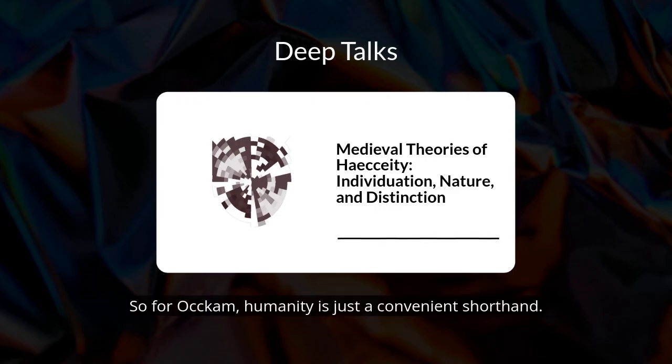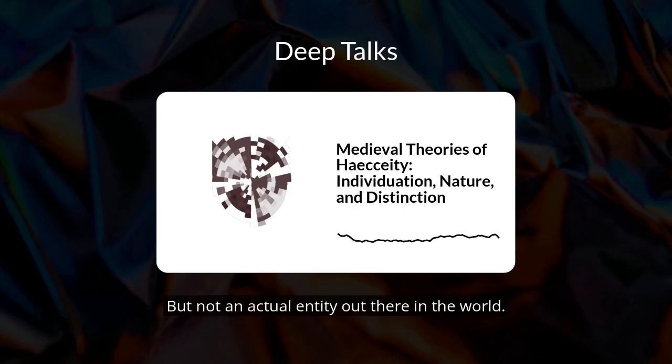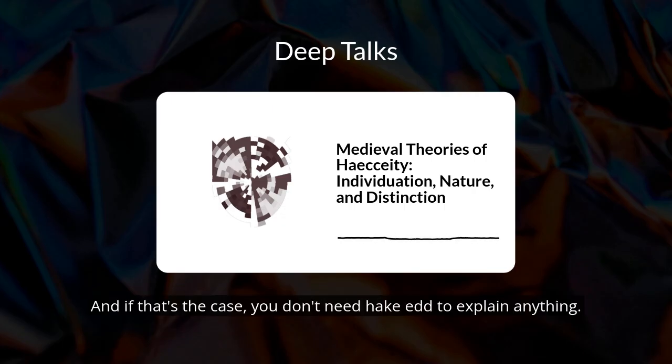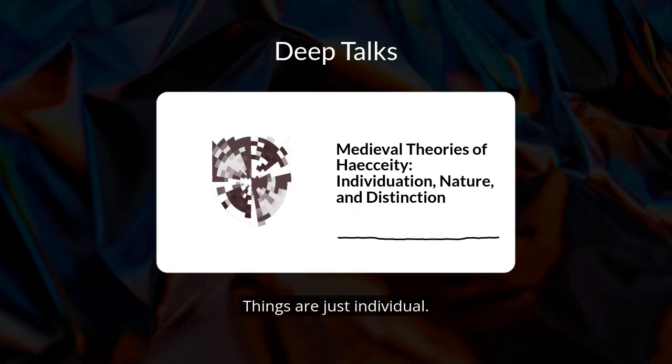So for Occam, humanity is just a convenient shorthand, but not an actual entity out there in the world. That's right. And if that's the case, you don't need Haecceity to explain anything. You don't need it. Things are just individual, pure.